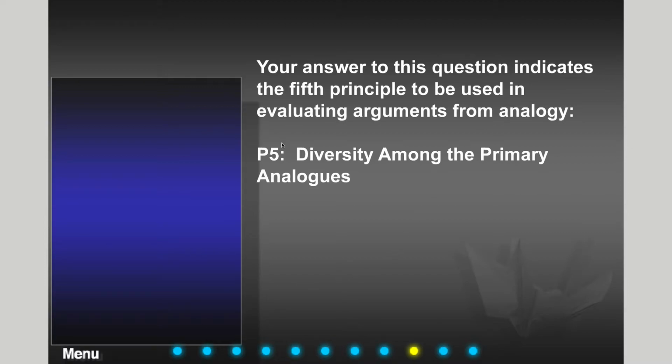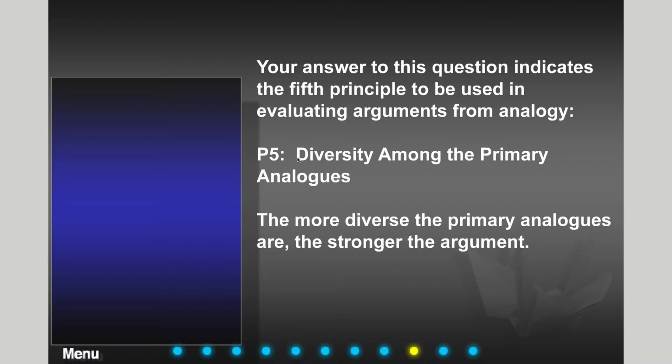So your answer to this question gives us the 5th principle, diversity among the primary analogs. Again, diversity is good here, okay? In general, you might think reflexively that what you want is similarity. But in fact, the fact that they are similar, but under diverse circumstances, actually helps and strengthens your inductive argument. So the more diverse the primary analogs are, the stronger the argument.